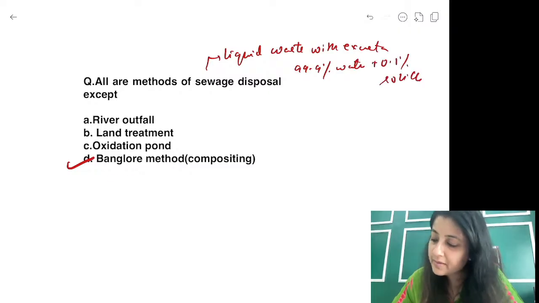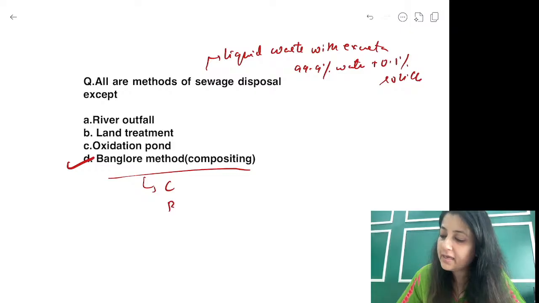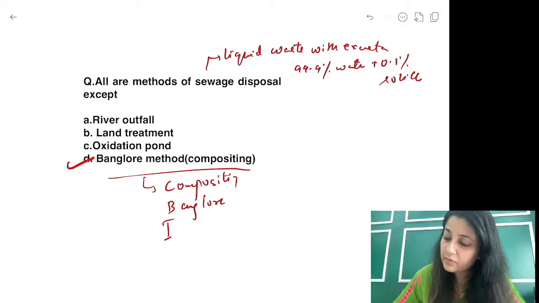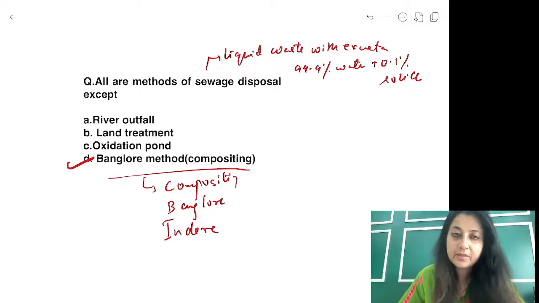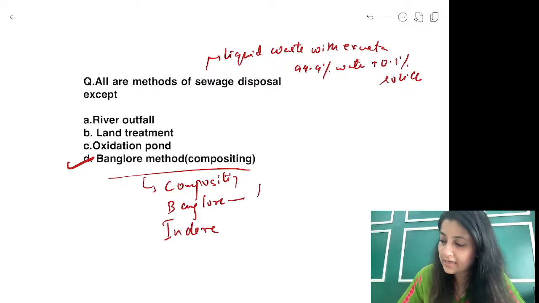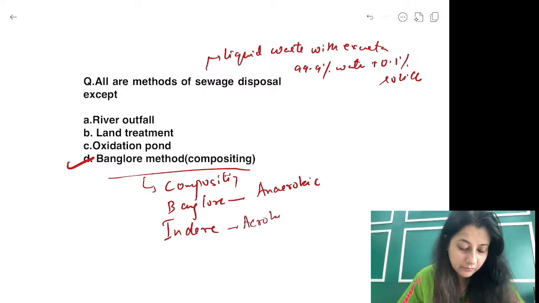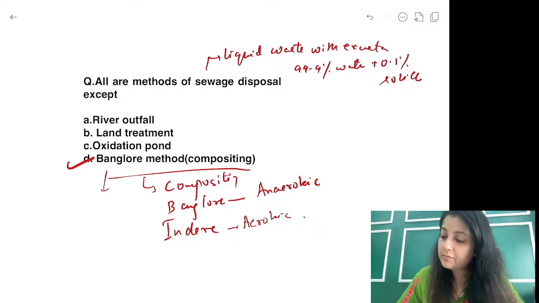Now the Bangalore method, the mnemonic was CBI. Composting. In this you have 2 things. One is the Bangalore method and one named after a city, the Indore method. The Bangalore method relies on what? Anaerobic process. And the Indore method relies on what? Aerobic process. So these are all methods of solid waste disposal.